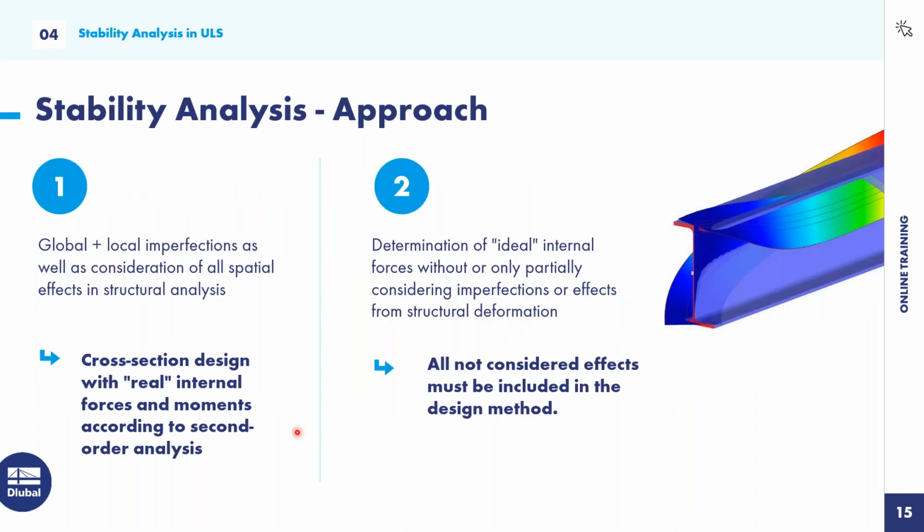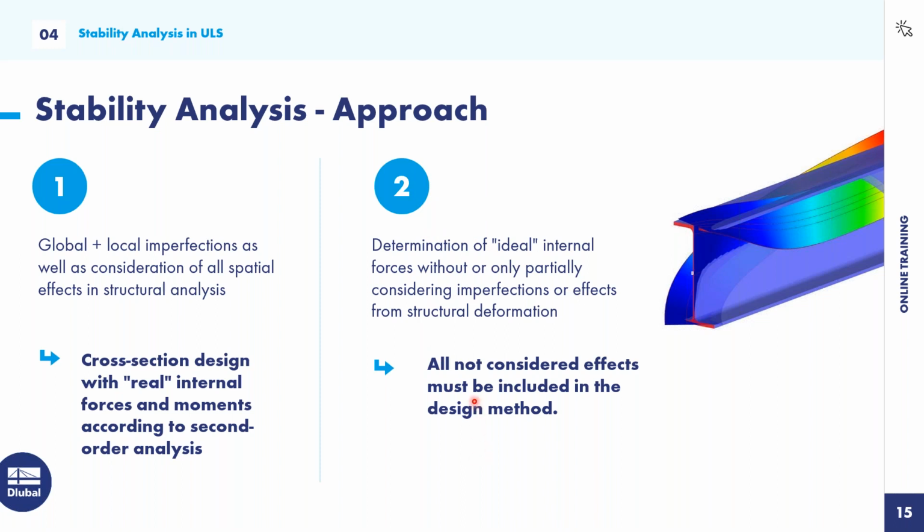So now let's come to the stability analysis approach. I have here global and local imperfections, as well as consideration of all special effects in the structural analysis. So I calculate with real internal forces according to the second order analysis. And the other way of approach is to determine the ideal internal forces without, or only partially considering, imperfections. So it's method B and method C from the structural deformation. So all not considered effects must be included in the design method.